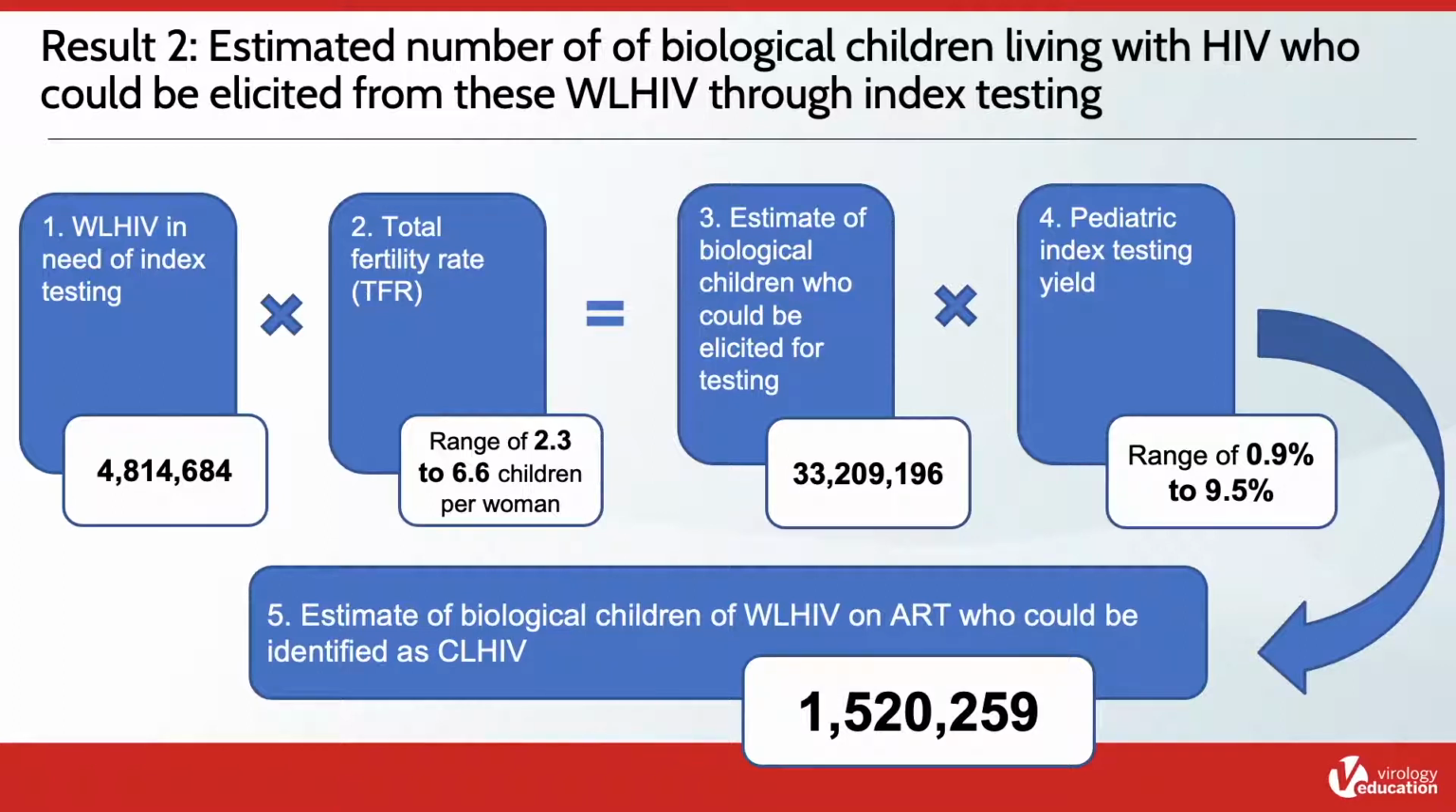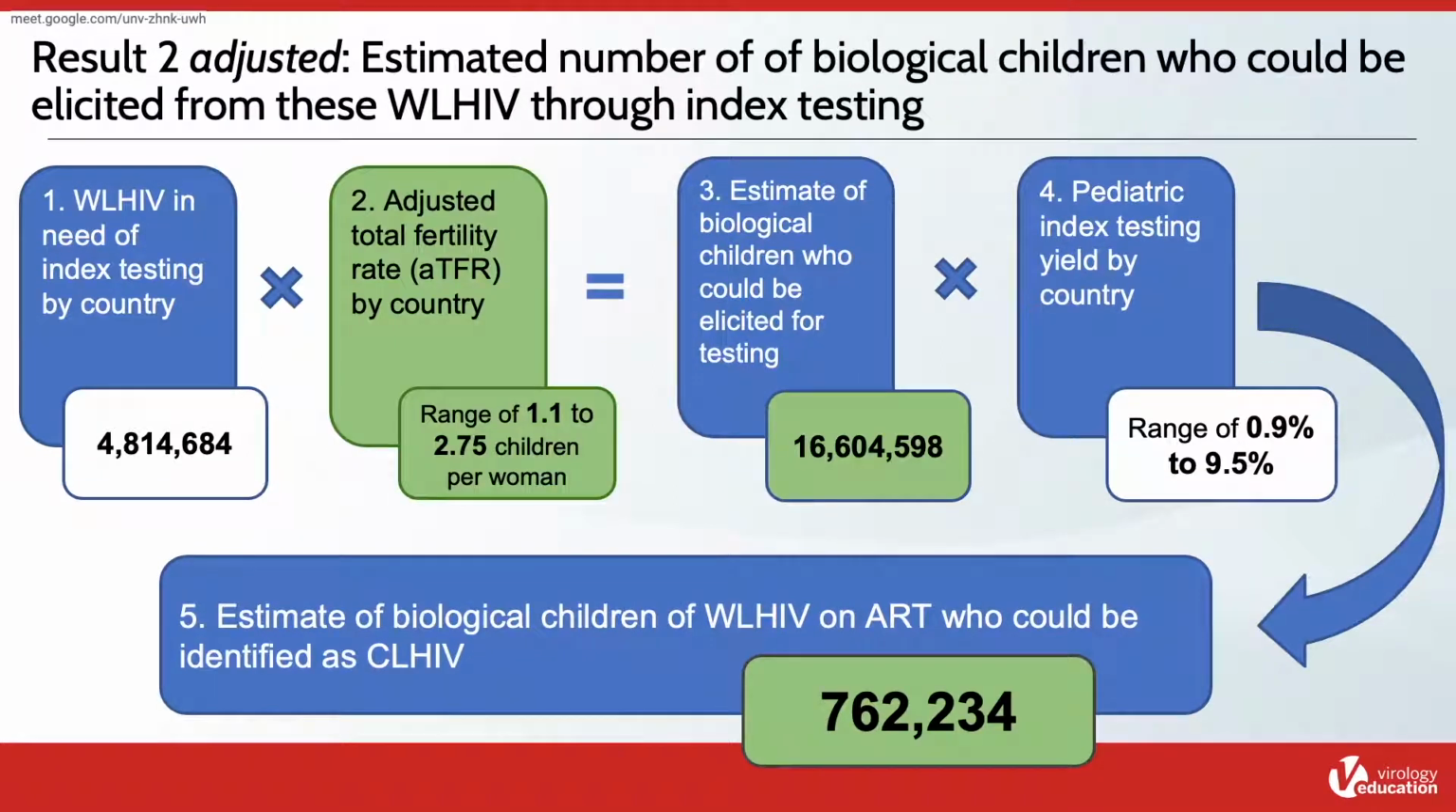Next, we applied total fertility rates of each country to the WLHIV on ART gap to estimate these women may have 33,209,196 biological children that could be elicited for testing. We then applied each country's pediatric testing yield, the results from fiscal year 20 Q3 PEPFAR data, which range from 0.9% to 9.5%. This gave us an estimated total of 1,520,259 biological children of these WLHIV on ART who could possibly be identified as a child living with HIV, or CLHIV.